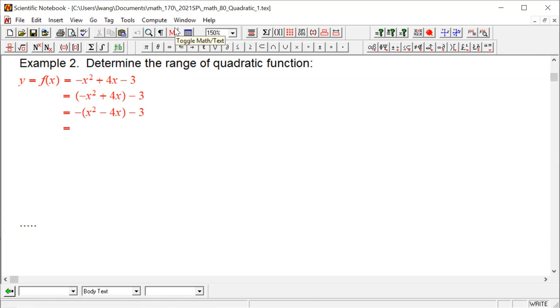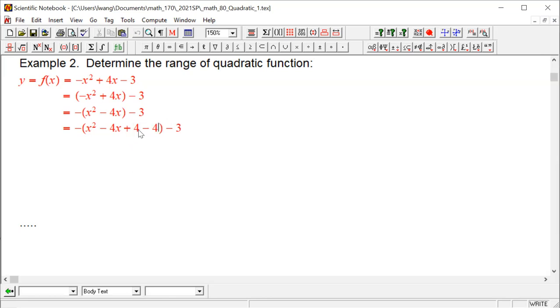we're going to add a 0, okay? We're going to add a 0, but this 0 is chosen very carefully. This 0 is made of two numbers. The first number is going to make a perfect square, and the other number is going to balance the equal sign. So we're going to add a 4 and minus a 4.